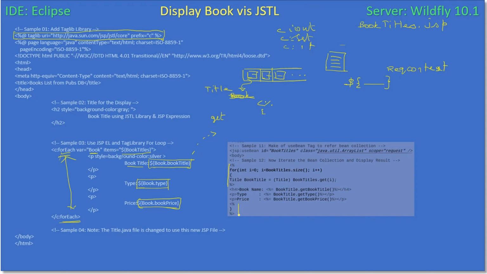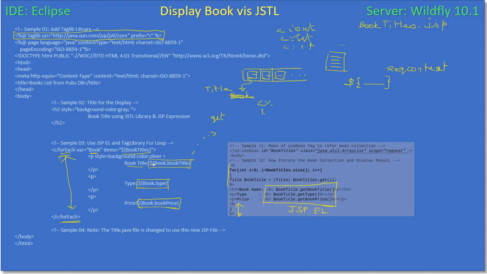and this one is one scriptlet, just to close the for loop. Here you opened it, right? And in between we used JSP EL, expression language. So here we are using the JSTL variable evaluation or expression evaluation. So here we are directly accessing the variable.